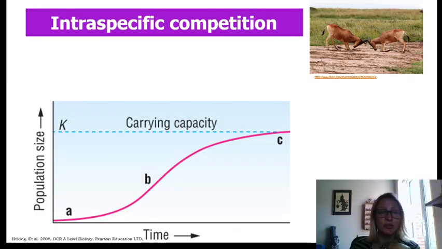So with different types of competition, you've got intra-specific competition. So intra means within. So that's within the same species, within members of the same species.